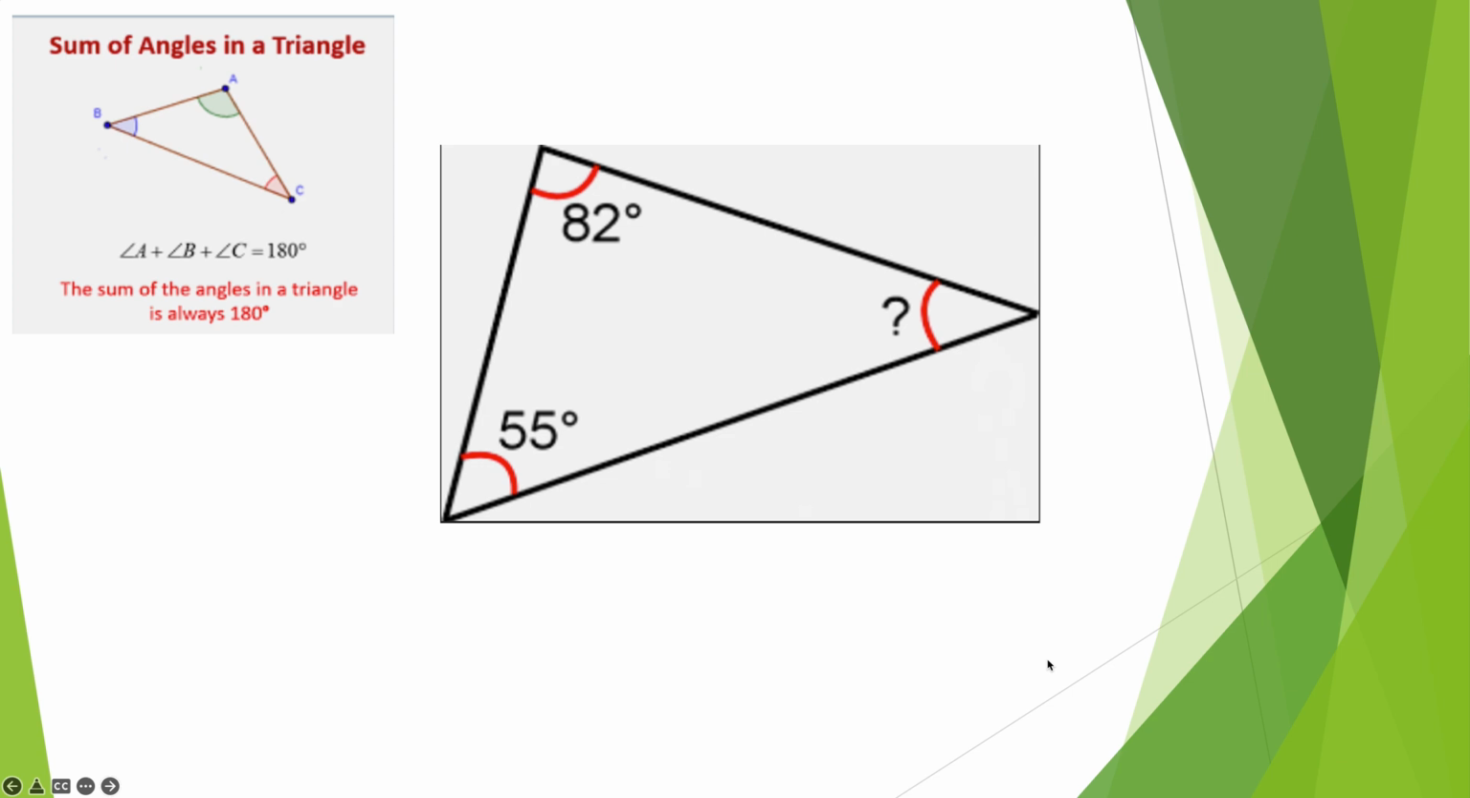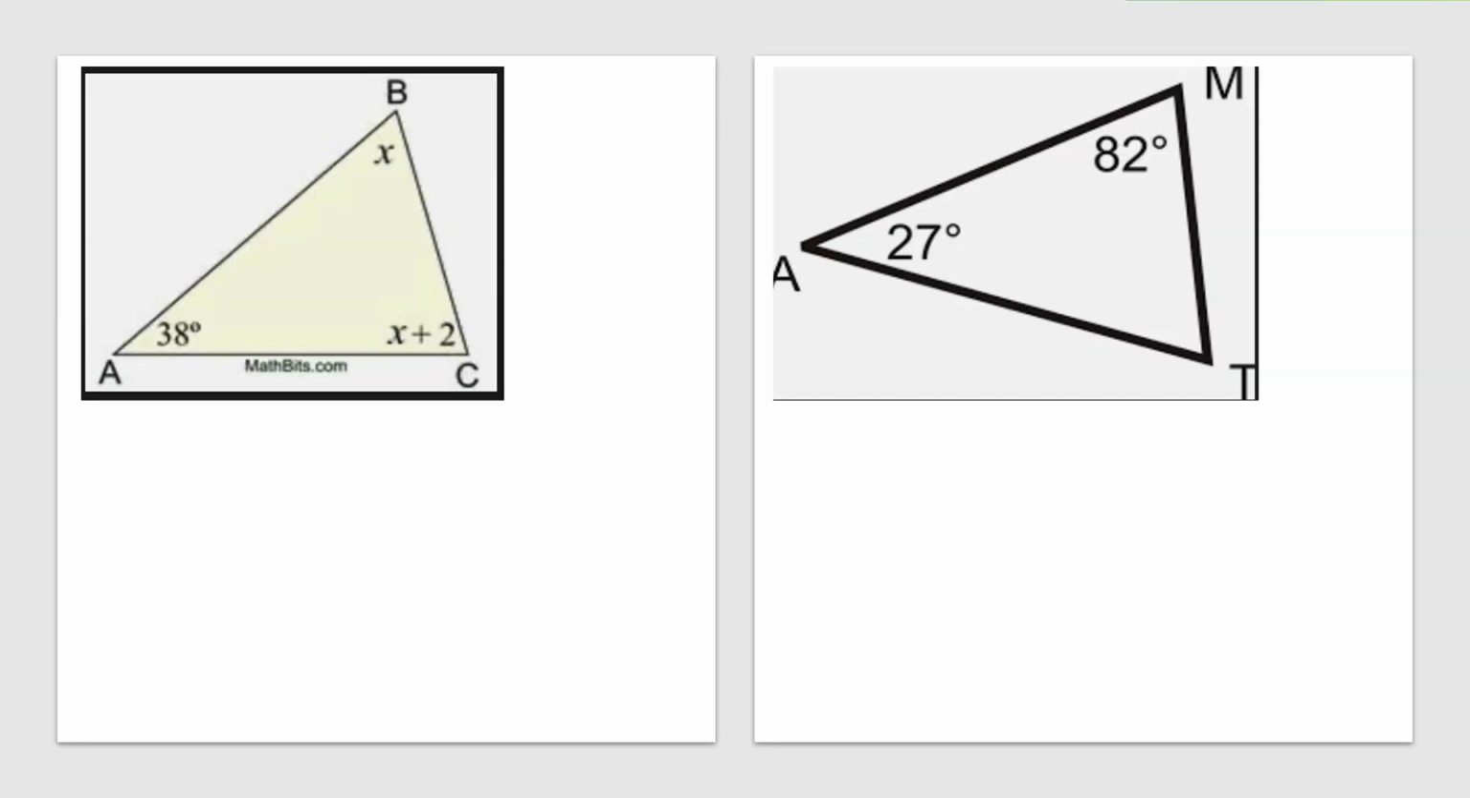So 82 plus 55 is going to add up to 137. And then if I subtract that 137 from the 180, that's the whole value of the triangle, I get 43 degrees. Let's do another like that.